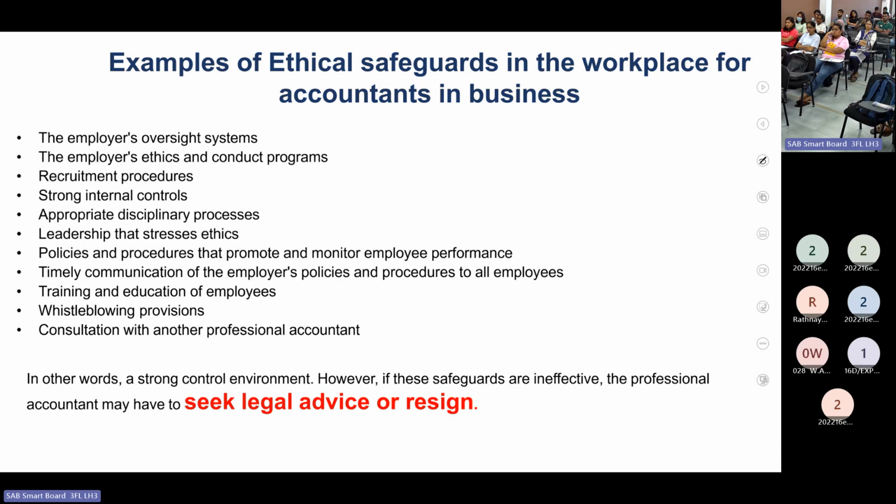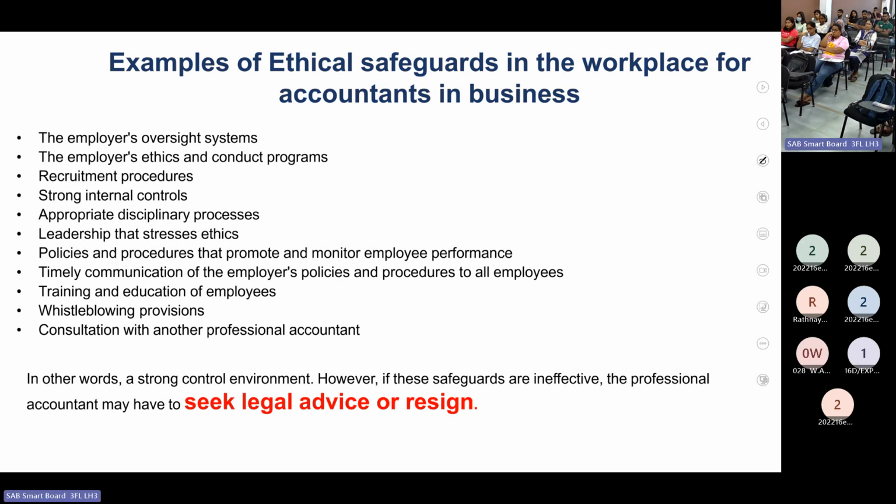Right? Employee ethics and conduct programs. So you have a good ethical background, right? A good control environment in your company. Recruitment procedures, strong internal controls. As I mentioned before, if you have strong internal control procedures in your company, no one can commit fraud easily, right? So it will safeguard you. Because there is a good internal control system, if I do this, then they will catch me, right?